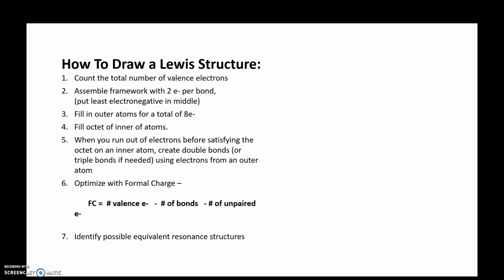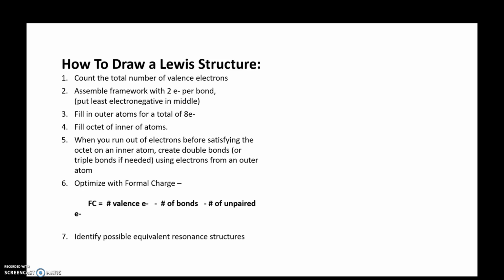Number 5, when you run out of electrons before satisfying the octet on an inner atom, create double bonds, or triple bonds if needed, using electrons from the outer atom. These first 5 steps are most important.